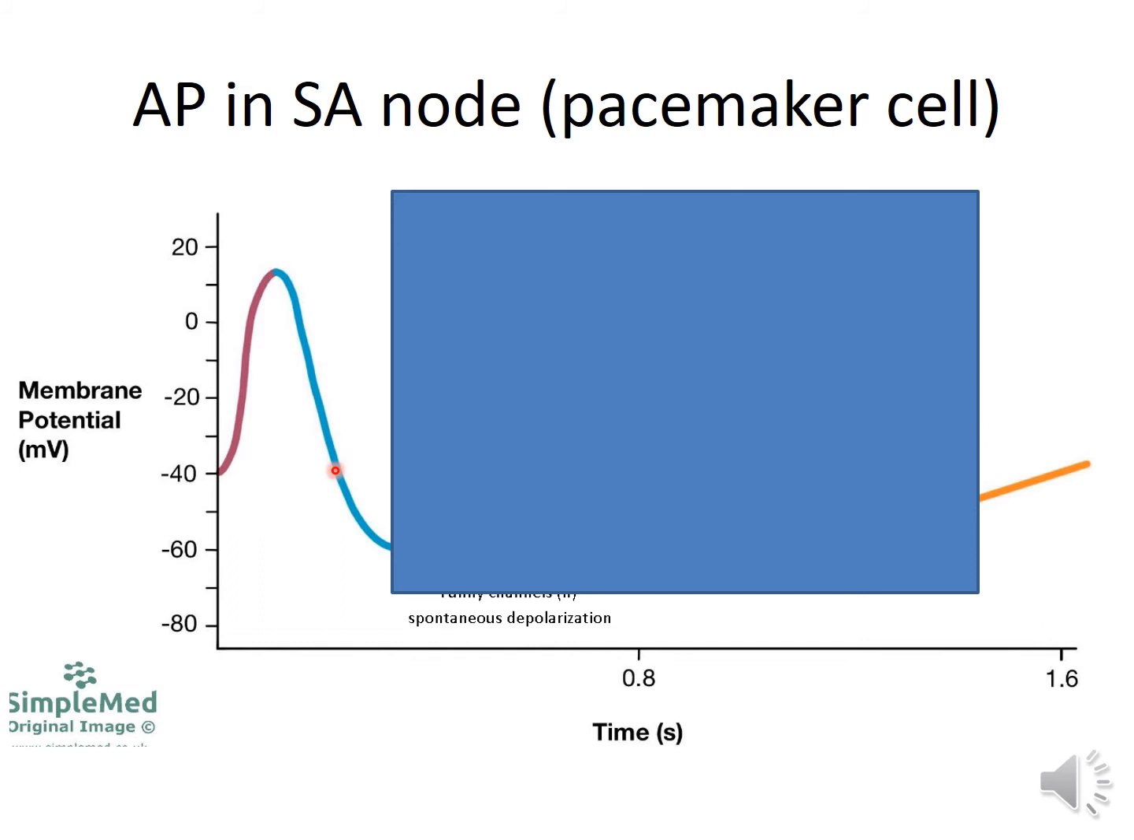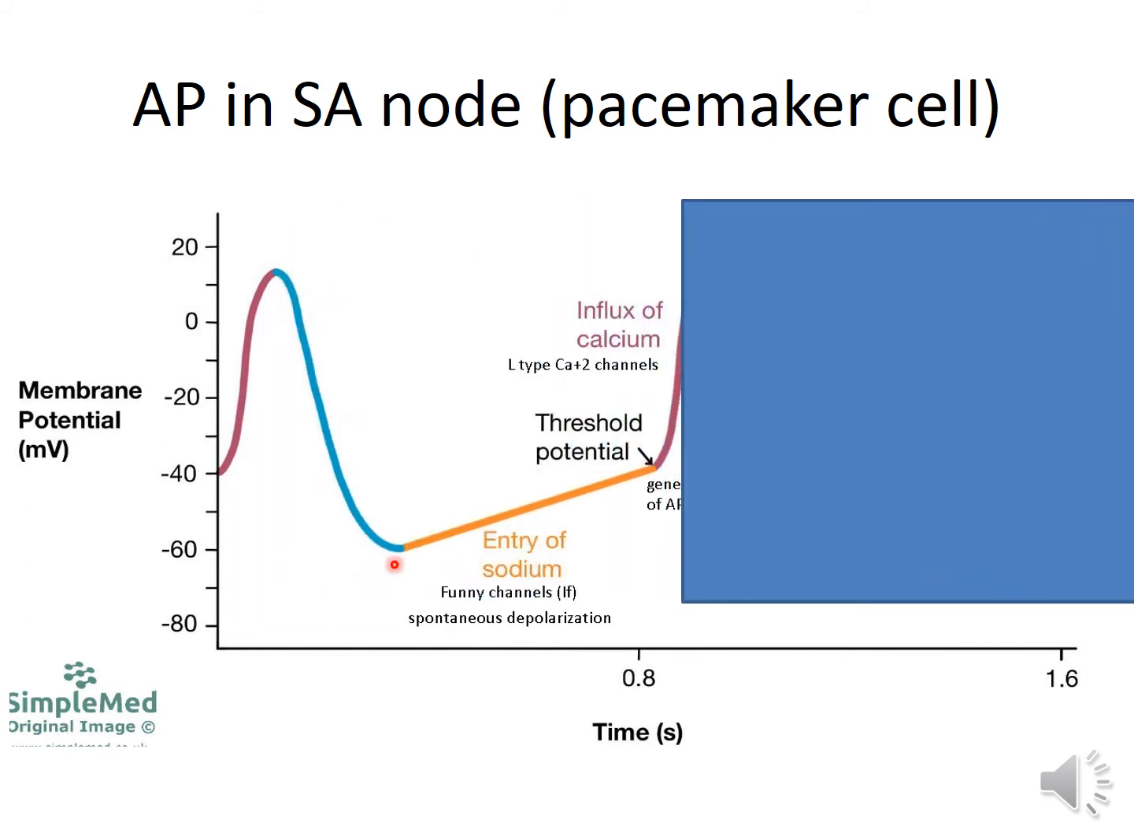Now during repolarization, as the membrane potential drops to minus 60 millivolt, this triggers the opening of If channels, also known as funny channels. These are non-specific cation channels which are also known as leaky channels, as through these channels small sodium ions leak gradually. They leak from outside the membrane to inside the membrane, and this results in spontaneous depolarization.